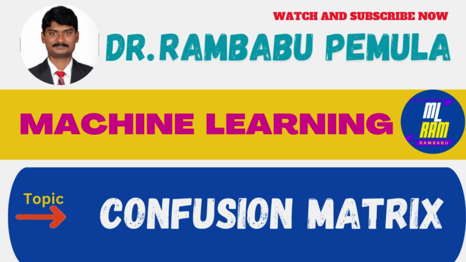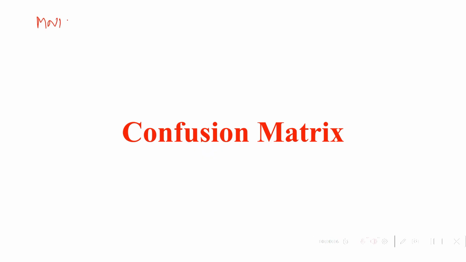In the previous video, we discussed the MNIST dataset. It contains 70,000 handwritten digits, and it is divided into two parts: 60,000 images for the training dataset, and 10,000 images for testing purposes.